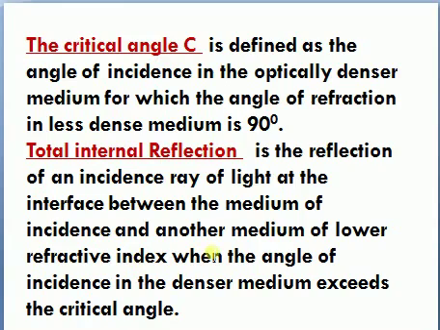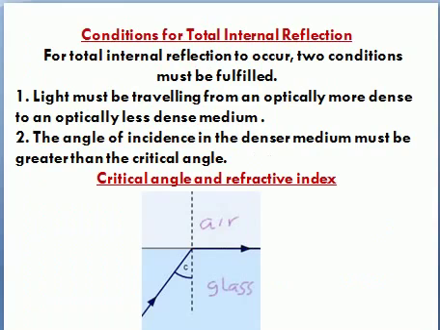We define total internal reflection as the reflection of an incident ray of light at the interface between the medium of incidence, that is the more dense medium, and another medium of lower refractive index, when the angle of incidence in the denser medium exceeds what? The critical angle. Now let's see the conditions for total internal reflection to occur.